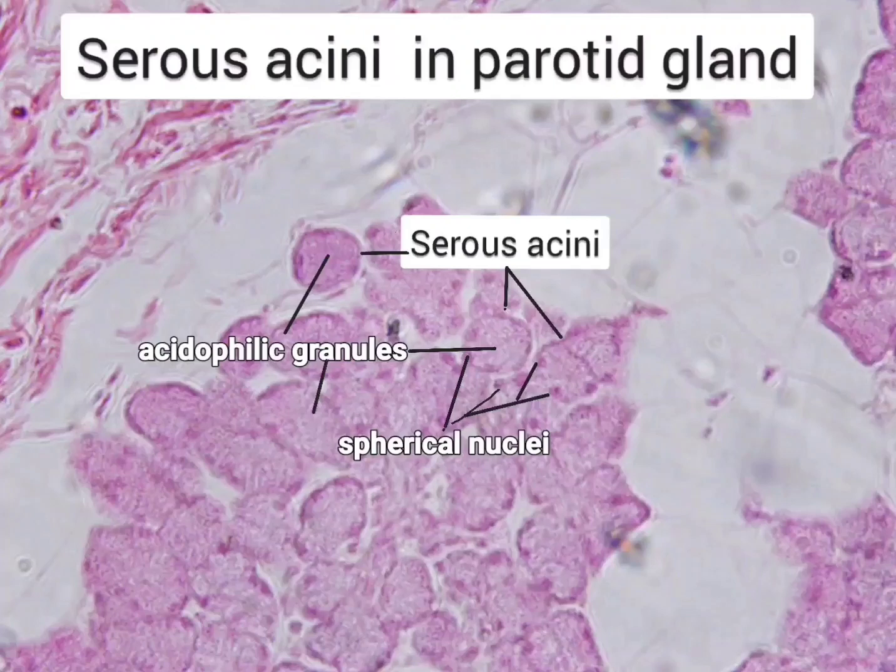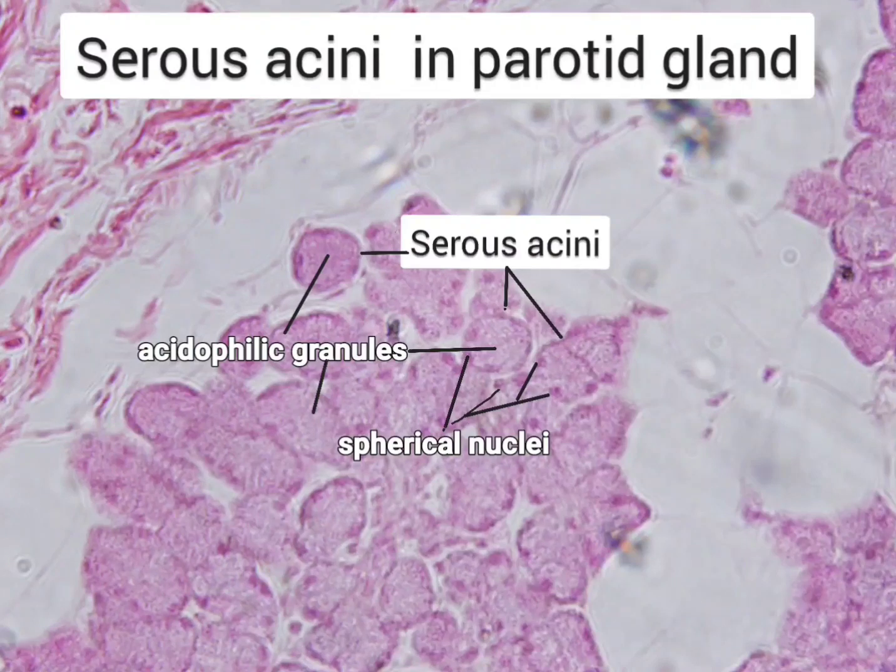The serous acini have spherical structures. They consist of secretory epithelial cells arranged around a central cavity. The serous cells of these acini are generally pyramidal in shape, with a broad base facing the basal lamina and a relatively narrow apical surface facing the pinpoint lumen of the acinus.